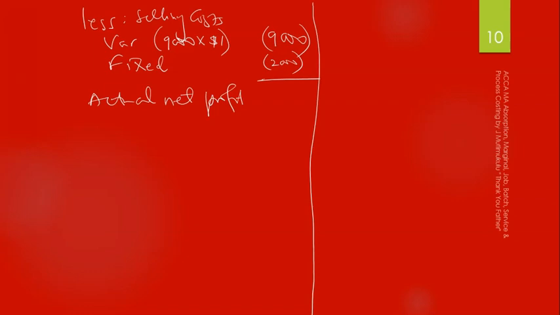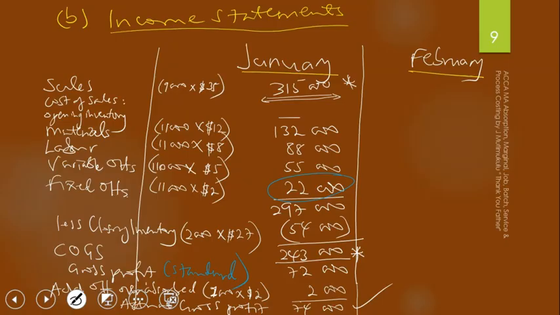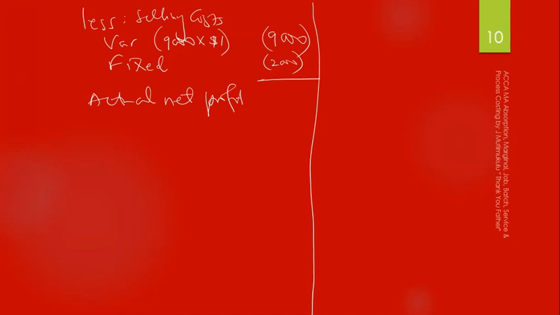Okay, and that's 74 minus 9, that's how much? That's 74 minus 9, 65, minus 2, 63,000. Okay, that's our first part.